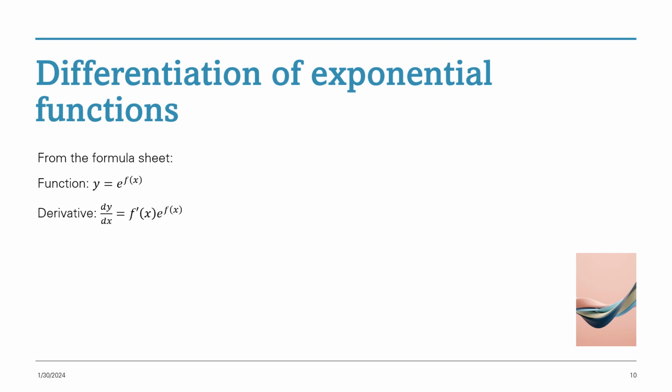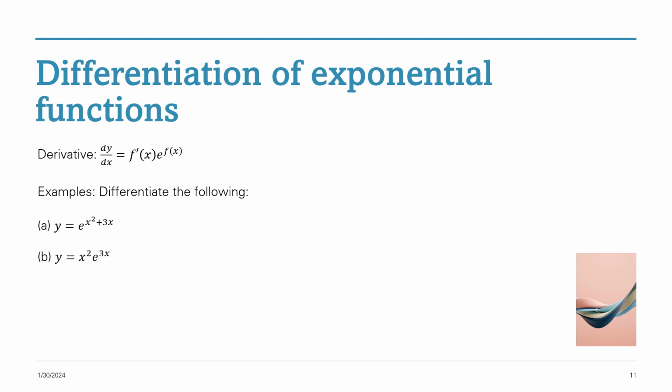A reminder on the formula sheet for differentiating an exponential. If it's e to the f of x, you put f dash of x out the front and you do e to the f of x. Do not touch that function that's up the top. Here we go. We've got two examples that we're going to have a look at: e to the x squared plus 3x, and x squared e to the 3x.